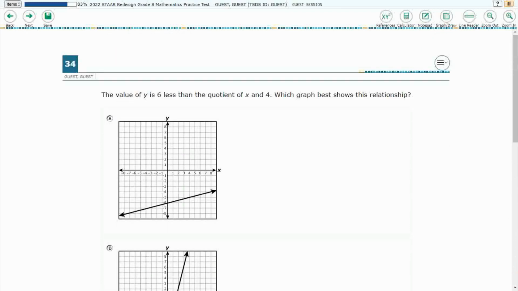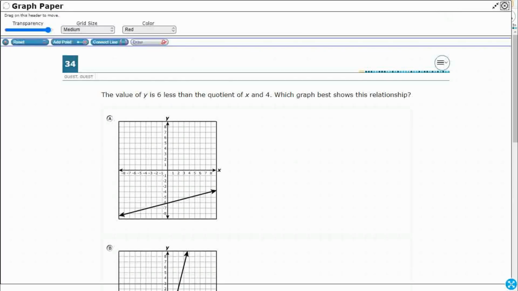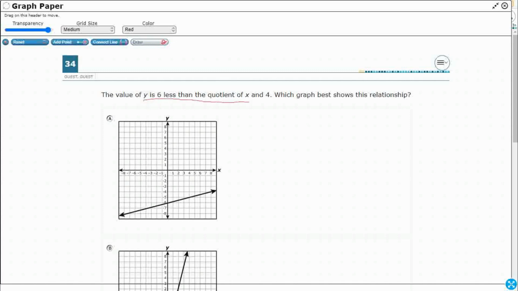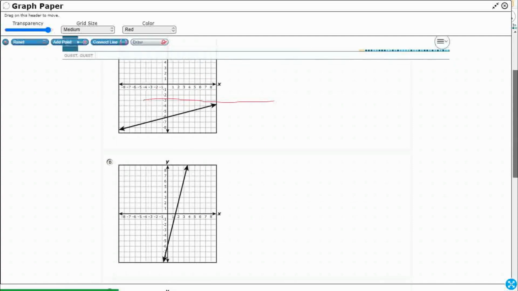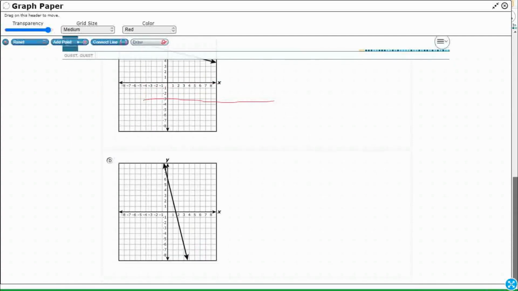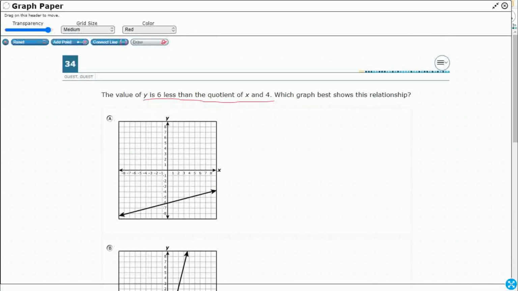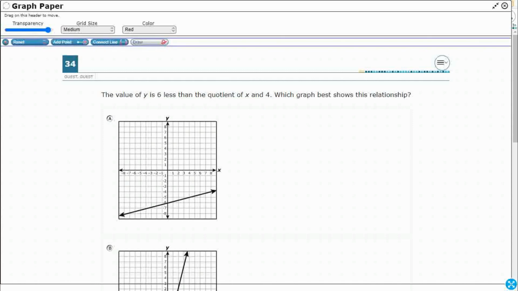So we have this strange equation here written in word form. It says the value of y is 6 less than the quotient of x and 4. And so that is a linear relationship there. And so we need to translate that into one of these 4 graphs. Okay? So our first step here is we need to go ahead and turn this into an equation, all right?